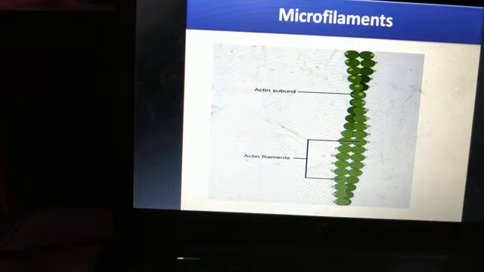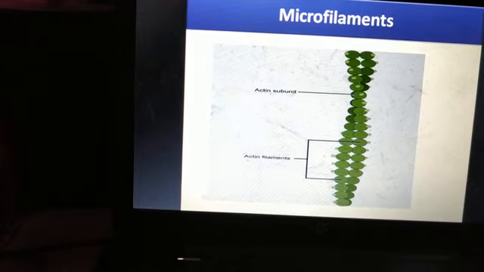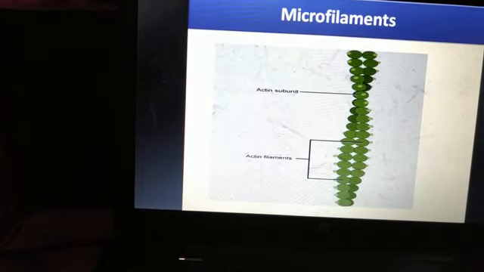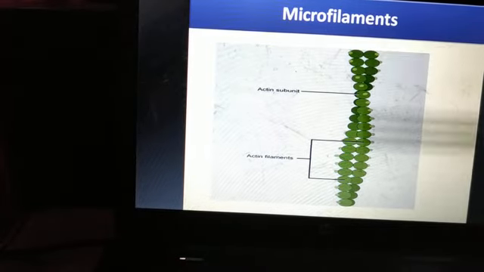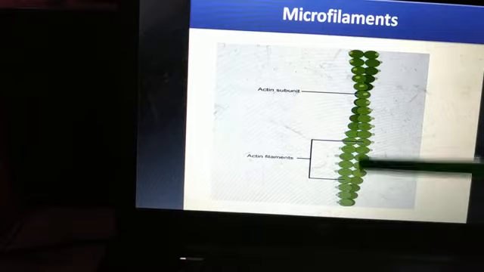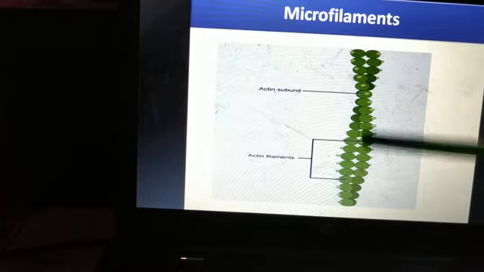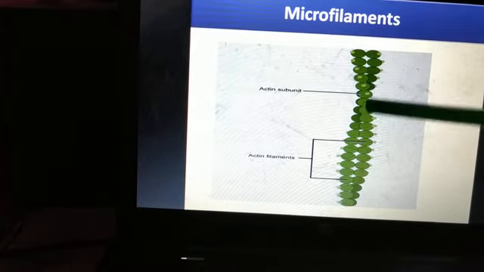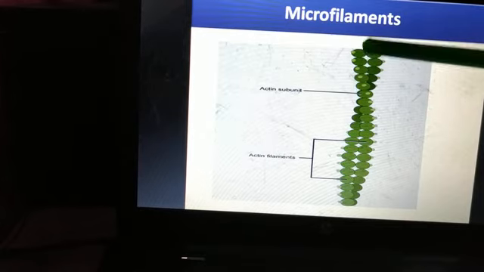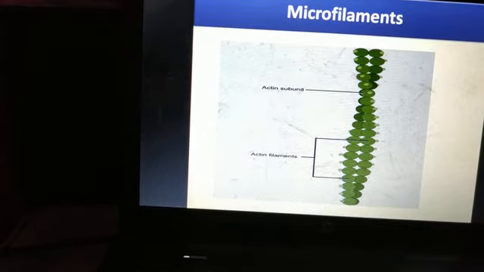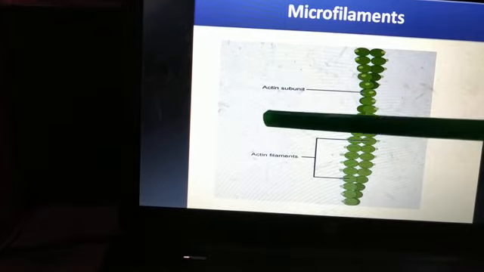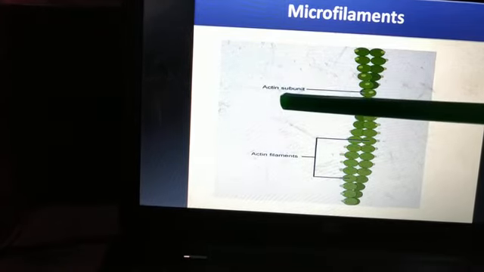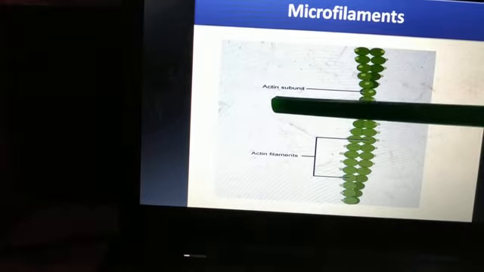The next one is microfilaments. So microfilaments, these are fine protein filaments. And these are solid rod-like structures. They are not hollow. They are solid rod-like structures. And they are made up of a protein called actin. So this microfilament, they are made up of actin protein.